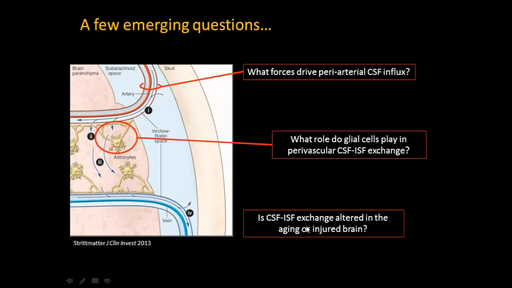And then moving to a clinical perspective, do changes in this CSF interstitial fluid exchange contribute to neurodegenerative changes in the aging or the injured brain? So is there a clinical pathological significance of this system and its failure?